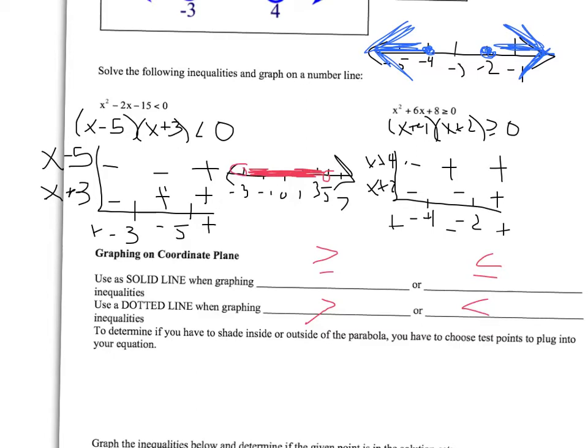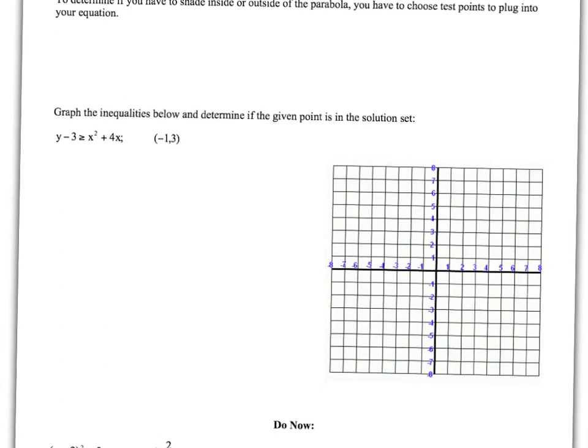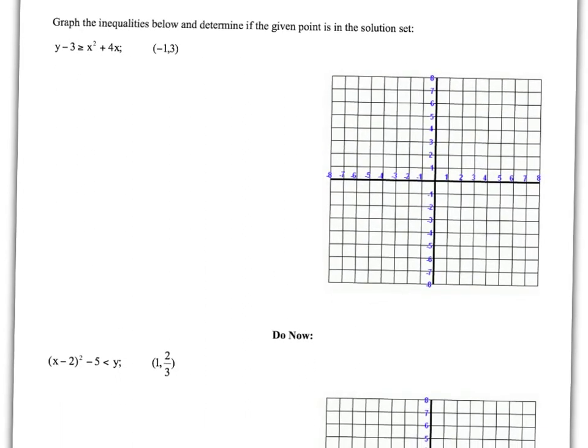So, moving on to the next problem here. Graph the inequality and determine if the given point is in the solution set. In order to graph this inequality, I have to get y by itself, so I am going to add the 3. When I add the 3, I get y has to be greater than or equal to x squared plus 4x plus 3.